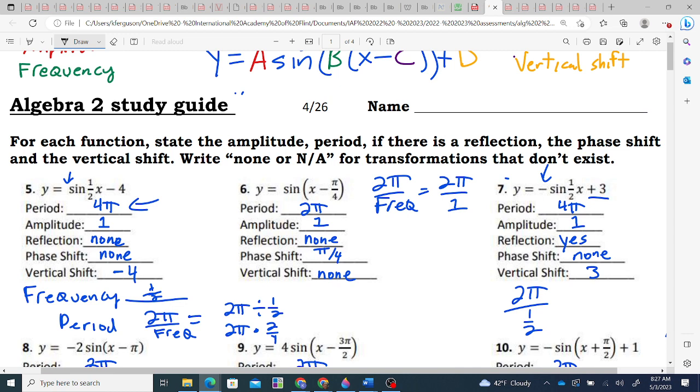Okay. Anybody got any questions on that? Looking at the equation and pulling out pieces of it that you need. What question you got, sir?